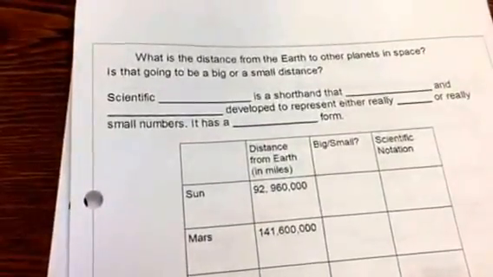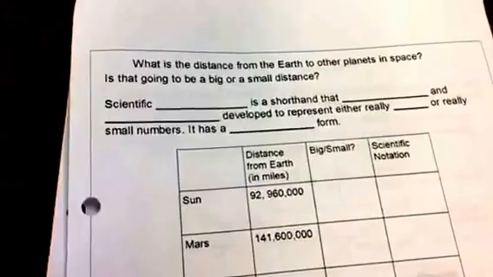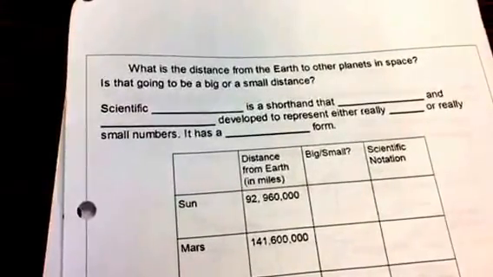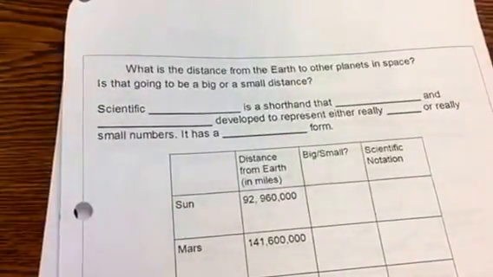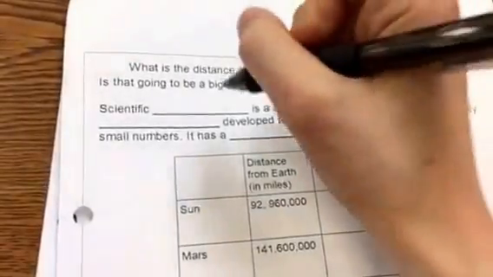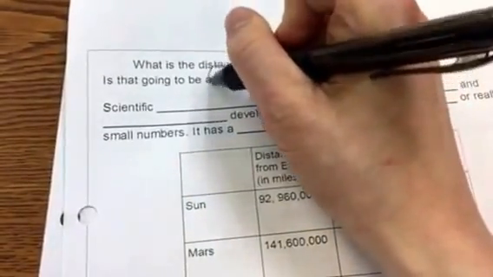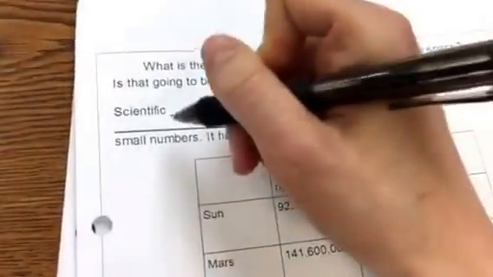All right. So what is the distance? We're going to be a little bit curious today. We're going to kind of get into a scientific mindset. What is the distance from Earth to other planets in space? Is that going to be a big or a small distance? Okay, I think we can agree that the distance between the planets in space, that's a big distance.